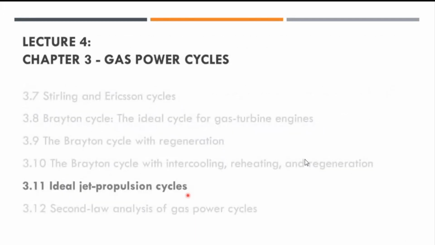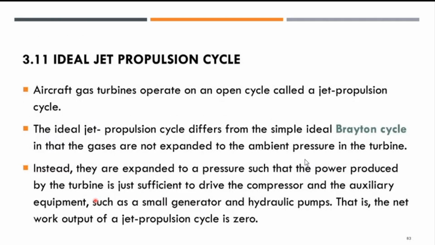Okay, so we want to cover the next two subtopics: one is the ideal jet propulsion cycle, and the second is the second law analysis of gas power cycles. Right. The aircraft gas turbine operates on an open cycle, because aircraft do not have a closed-cycle system, as a closed cycle requires more components. So you can see commercial aircraft gas turbine engines, or fighter aircraft, use an open cycle.